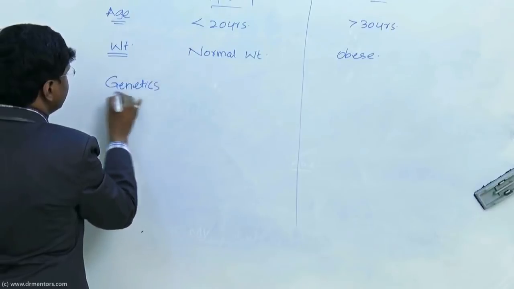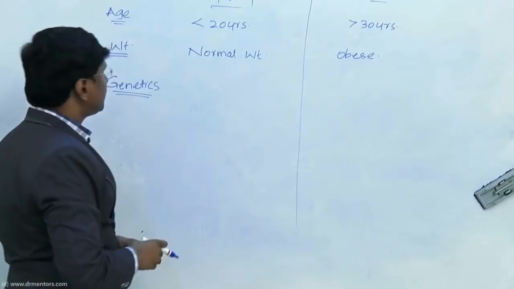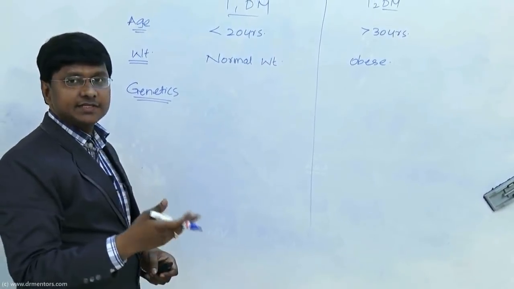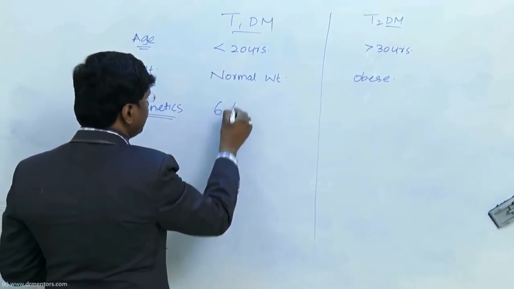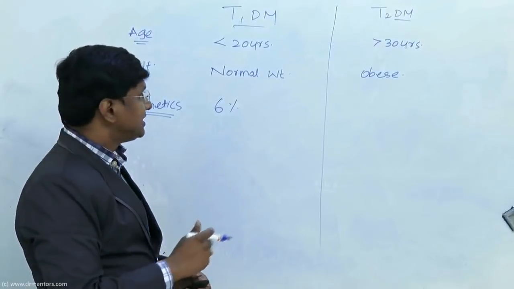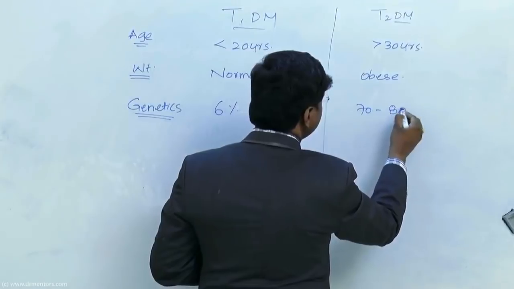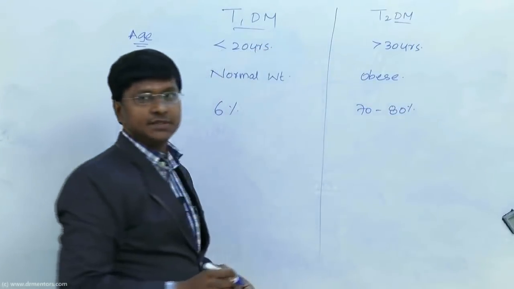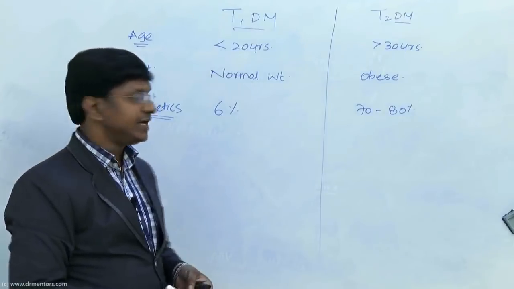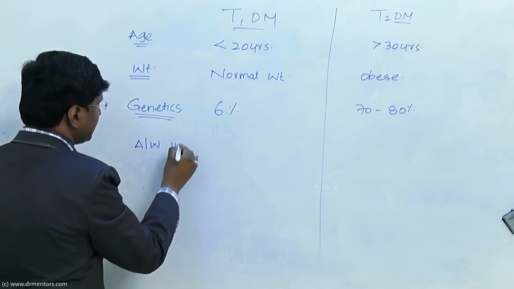Next, you take the genetics. Remember, in type 1 diabetes mellitus, the inheritance in the first order relatives is only 6%, whereas in type 2 diabetes mellitus, the inheritance in the first order relatives is nearly 70 to 80%. Next, association with HLA.